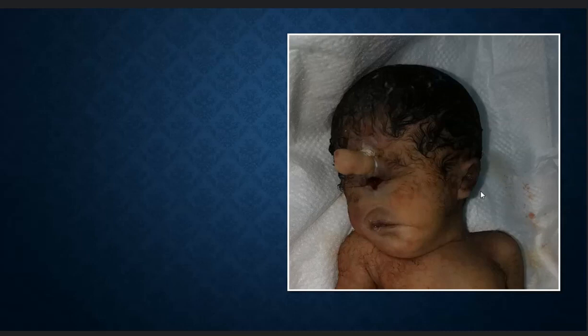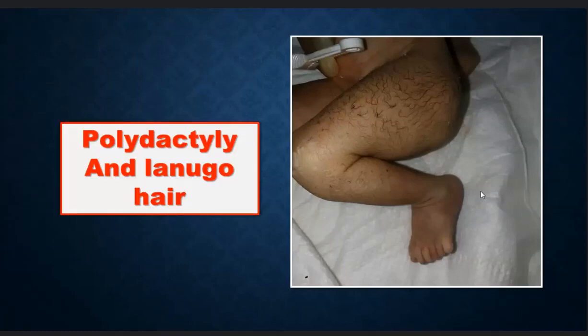And here is a cyclopia. You can see it, because we have just one eye and one orbit. Here is the polydactyly of this patient. Of course, he has long hair, but this is normal. Here is the polydactyly in the lower limbs and the feet, and of course, he has long hair.